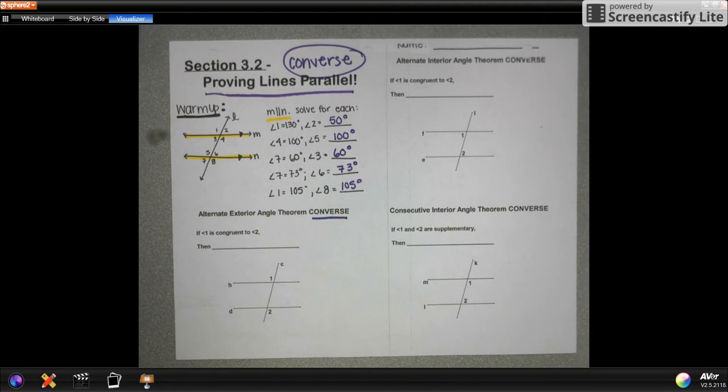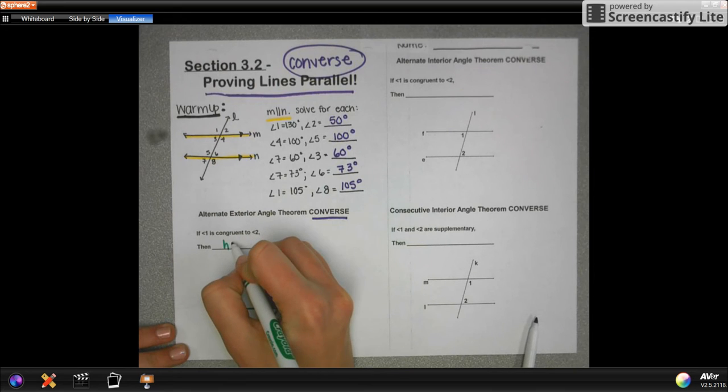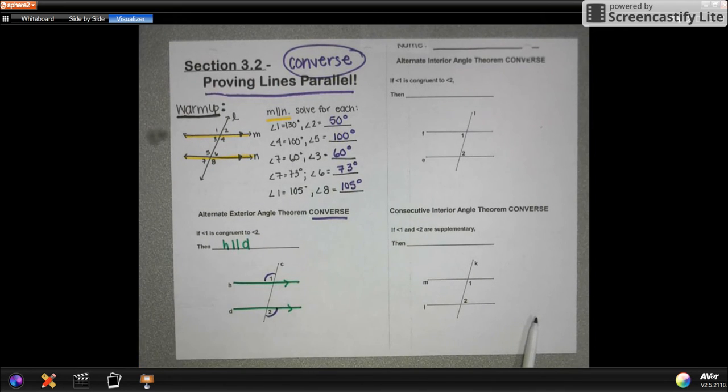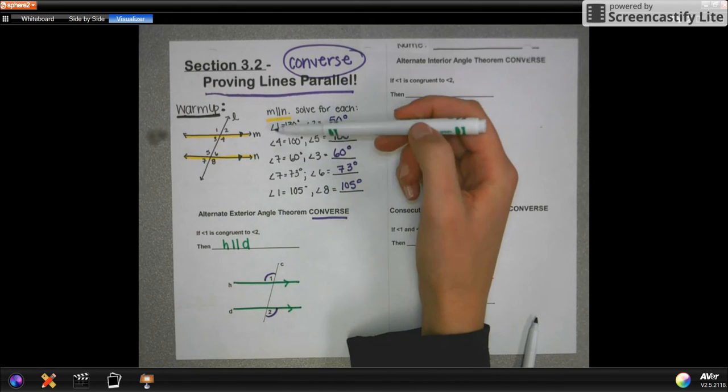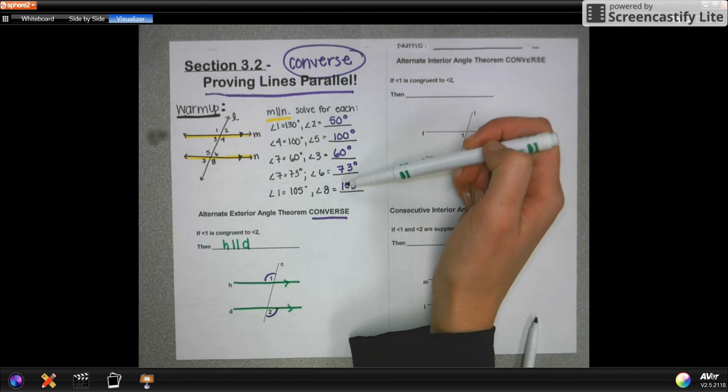So what it's saying is if the measure of angle 1 is congruent to the measure of angle 2, then these lines must be parallel to each other. So we're deducing that these two lines, H and D, must be parallel. So you should be able to see at this point that we are doing the opposite or the converse. So we're looking at the angle pairs to prove that the lines are parallel. Where up top, you knew the lines were parallel, right? And you were trying to find something out about our angles.